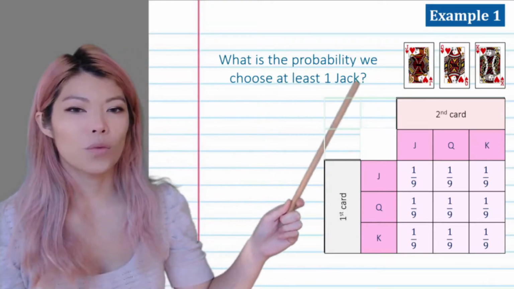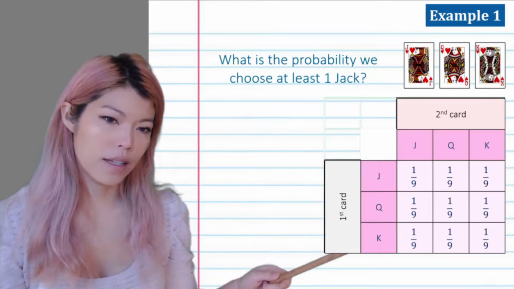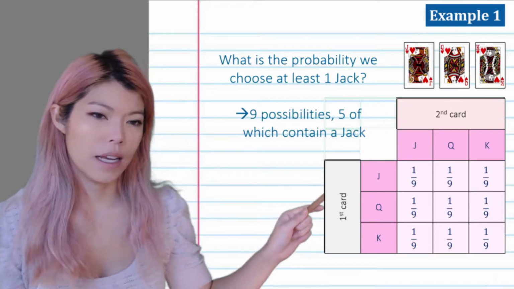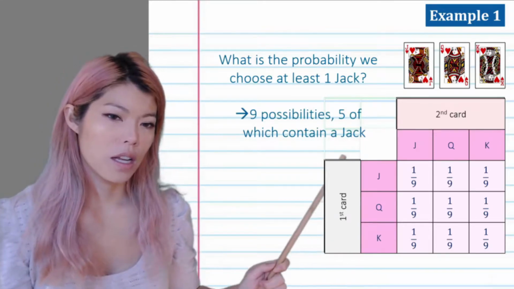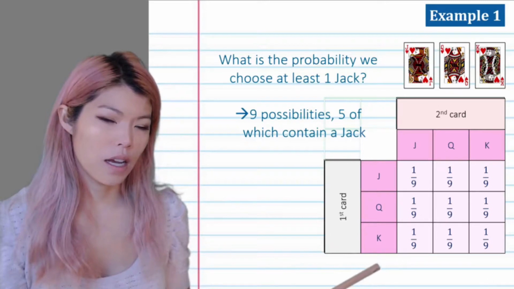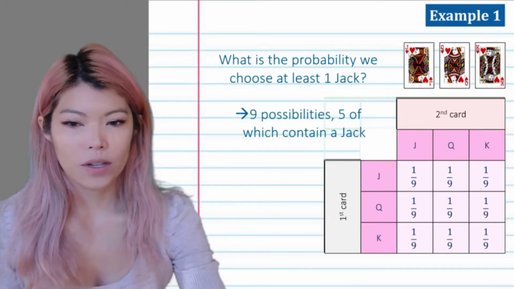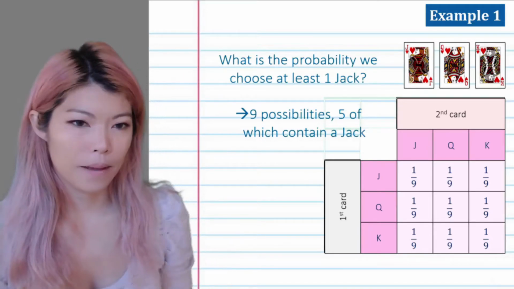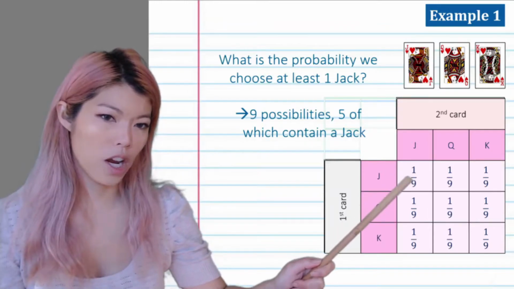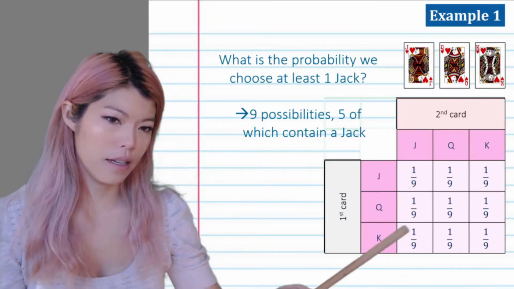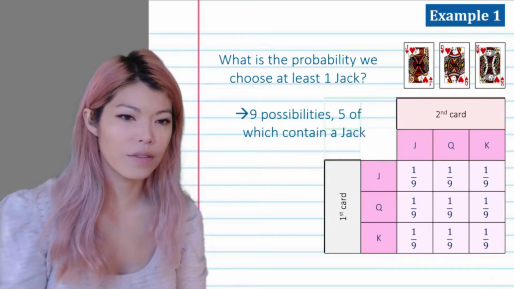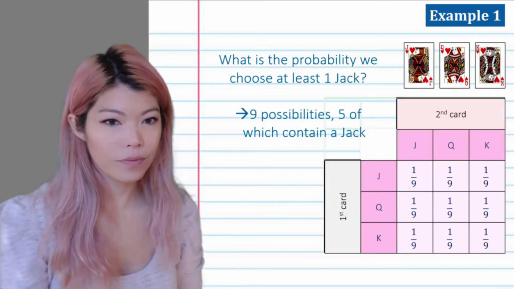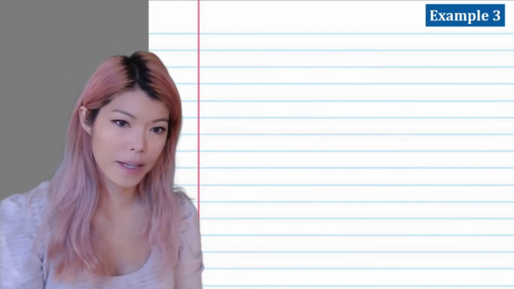So what is the probability we choose at least one jack? So we look at the table and we look for at least one jack. So that's jack-jack, and that's jack-queen, that's jack-king, and then there's queen-jack and king-jack. So let me try and show you by pointing over it. Okay, so at least one jack will be, see jack, so these 3, and then these extra 2, so 5 out of 9. So it's a little bit different to the tree diagram, but it gives us the same answer.